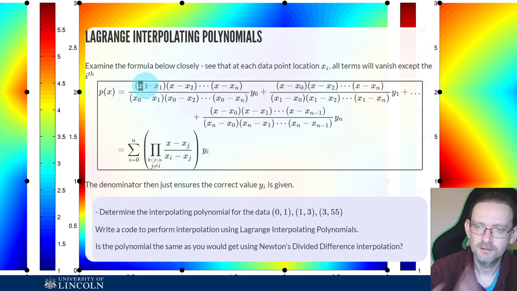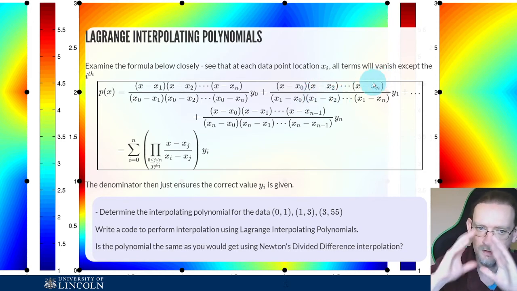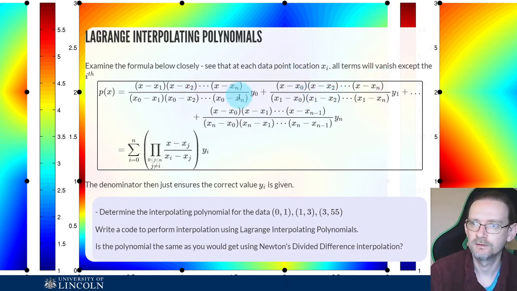When the x, the independent variable, is set equal to x0, this top and bottom become the same, this becomes 1, but all the other terms in the numerator have got this x minus x0. So when you set x equal to x0, you get x0 minus x0, you get 0. And so all the other terms just crash out and you're just left with y0 at x0.